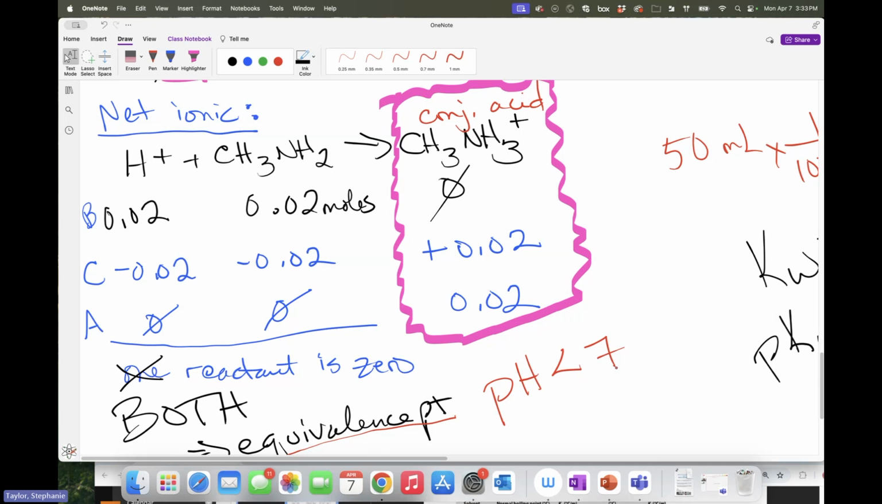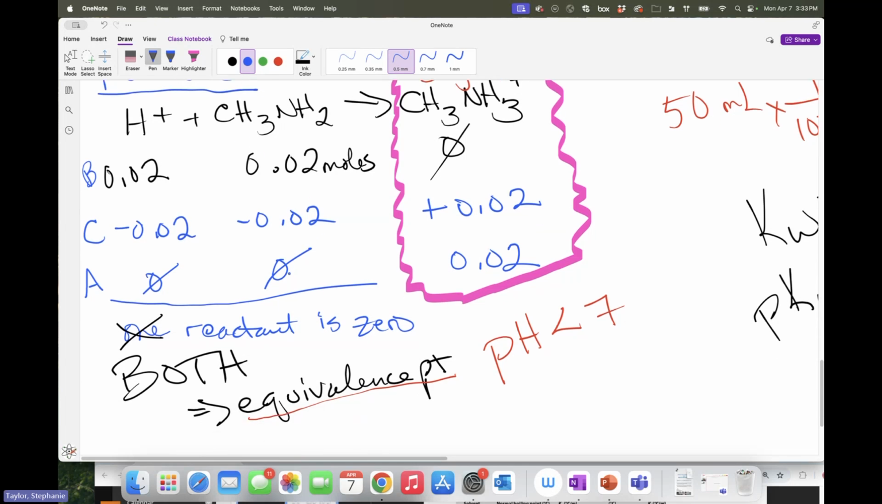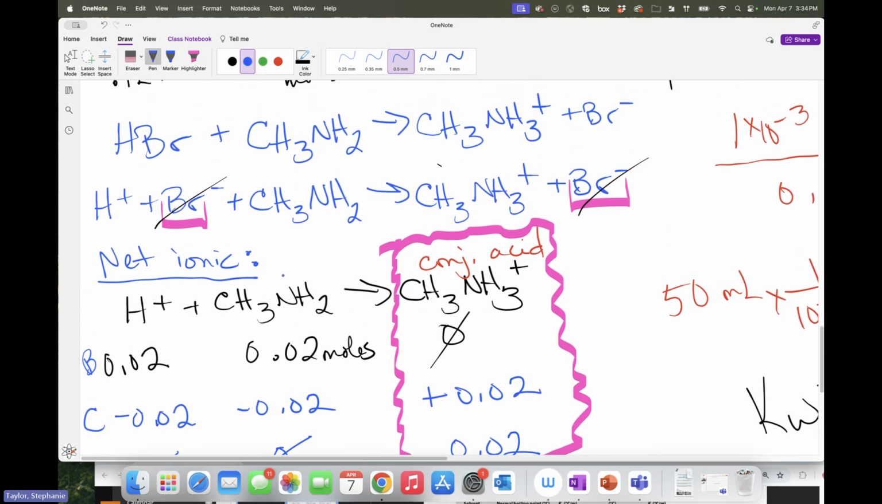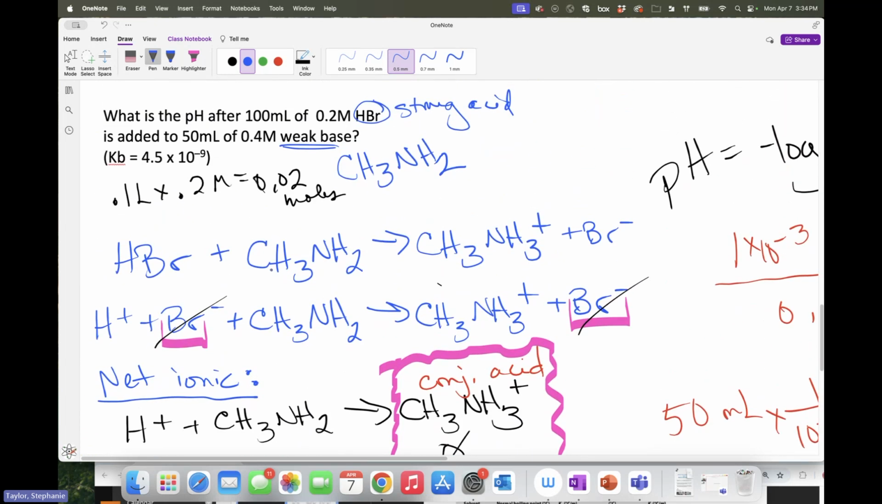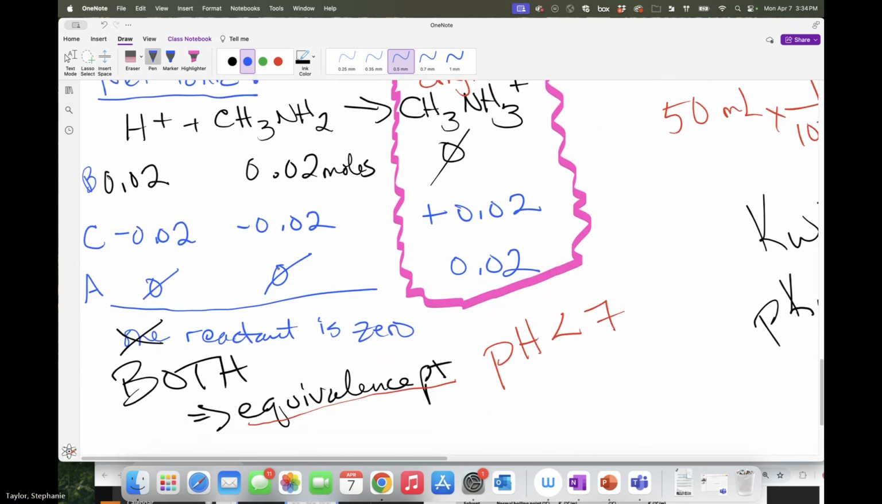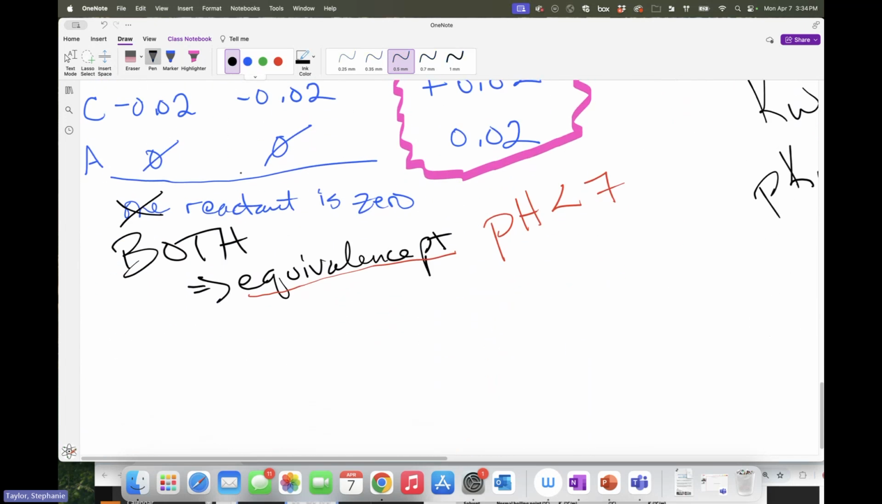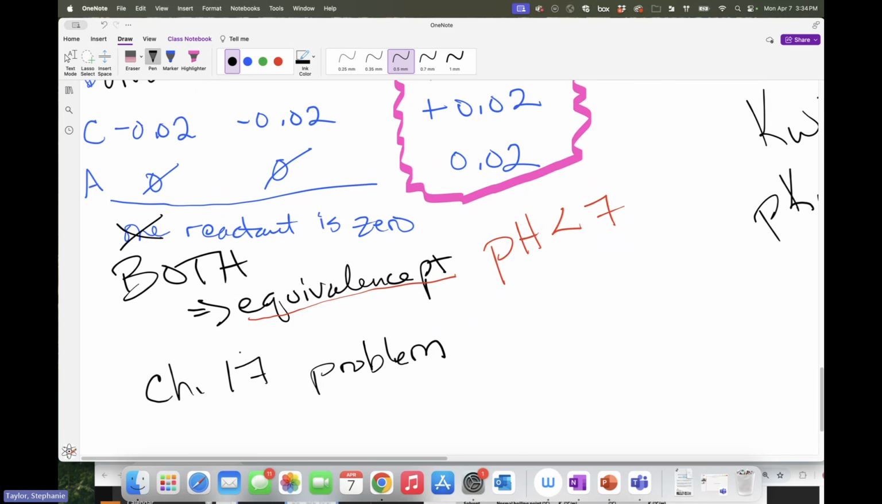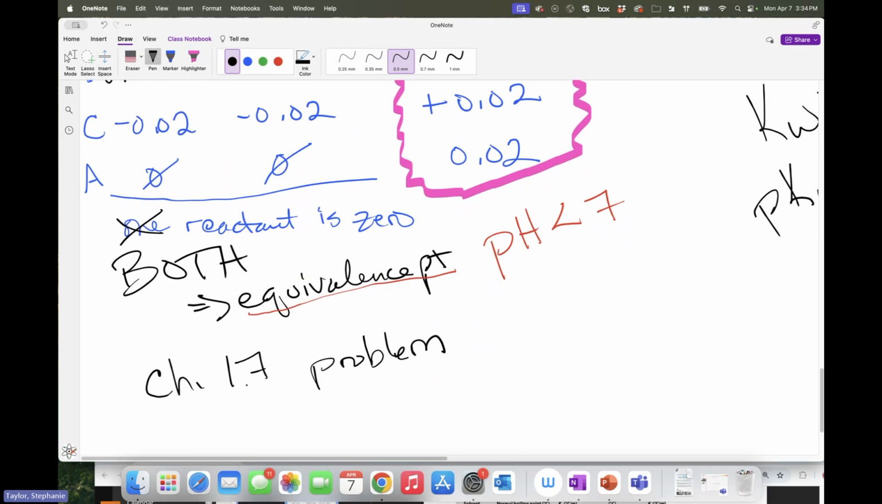Doesn't matter what weak base it is. This is what happens at every equivalence point for weak bases, which is all your weak base is gone. You've made conjugate acid. So now we are solving a pH for a weak acid problem. This is now essentially a chapter 17 problem, which is given a weak acid, what's the pH?